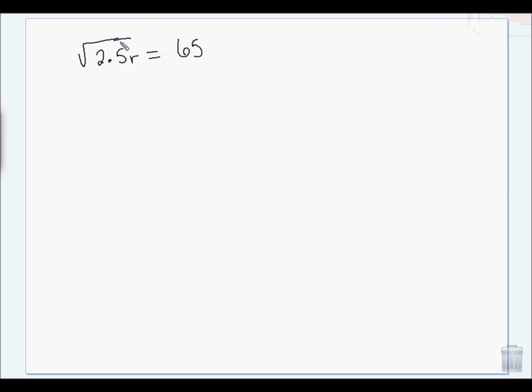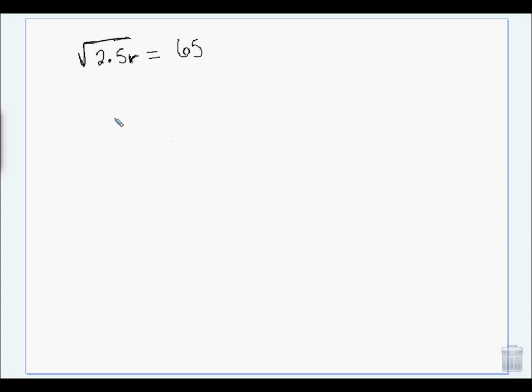Okay, so the square root of 2.5r is equal to 65. Now this has something other than a variable in the radicand, but it's being multiplied. So it's one term, it's still a monomial, not a binomial or a trinomial. So you treat it the same.